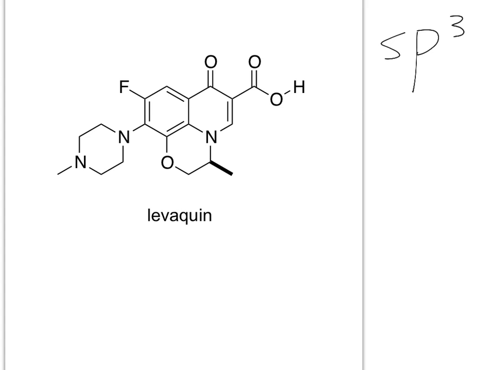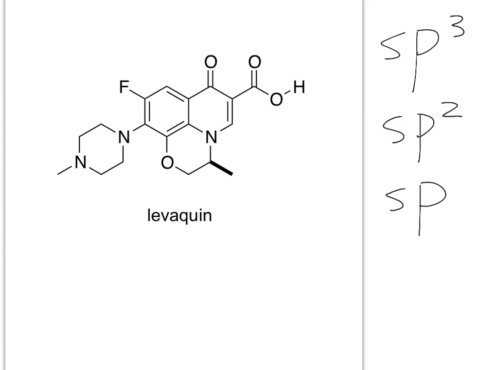And an sp2 hybrid orbital is composed of one s and 2 p orbitals, a total of 3 orbitals. And of course, an sp hybrid orbital is made up of one s orbital and one p orbital, and together they make 2 orbitals.